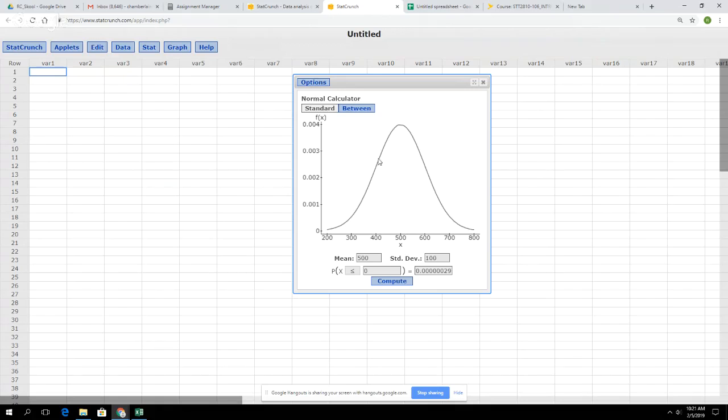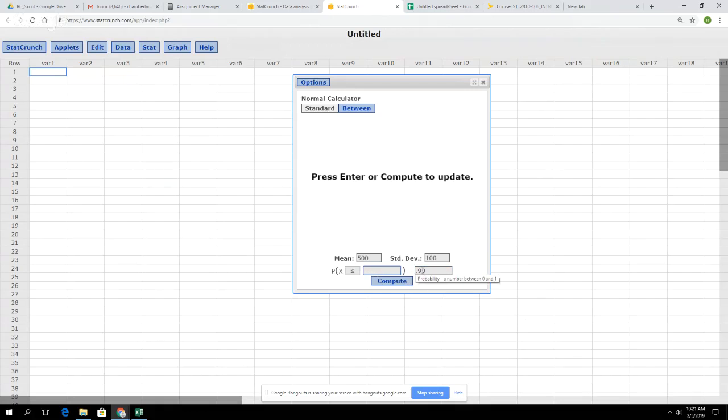Often, we're not so interested in, say, what's on the edges, but what's below, right? Maybe I had a mean of 500, a standard deviation of 100, but I wanted to know what score I needed to have 90% of the data below me, right? 90% below what my data value is here.